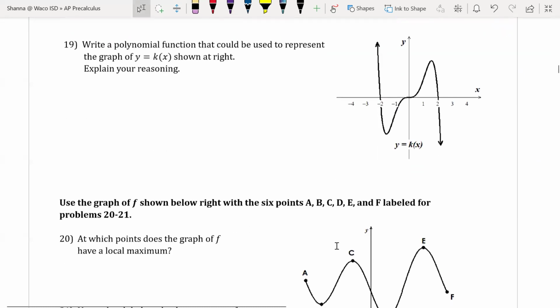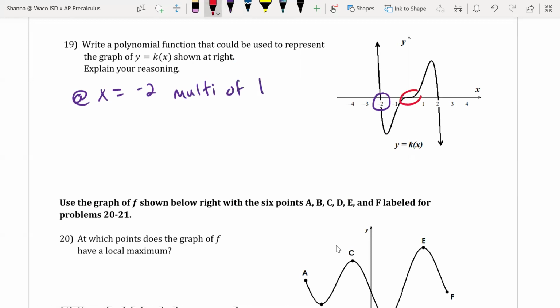So polynomials just keep going. We spent a lot of time on polynomials in the fall. This one is about being able to read the multiplicity from the graph. If they give you a graph, can you tell me my zeros and describe their multiplicity? I'm going to do it from left to right. My first zero is here at x equals negative 2, and it has a multiplicity of 1.